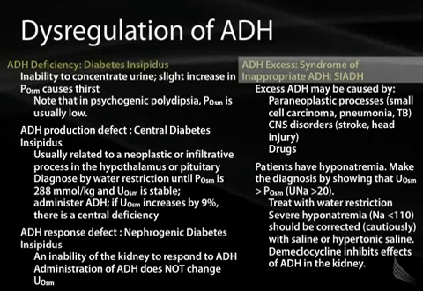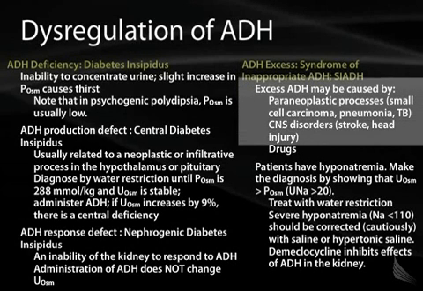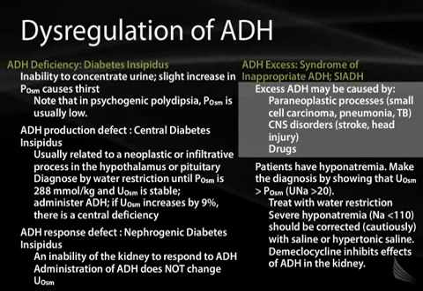called inappropriate ADH, or SIADH. And excess ADH can be caused by a lot of different factors, and one of the more common ones, at least from the board perspective, is a syndrome called paraneoplastic syndrome, referring to a syndrome where a tumor, a good example of that would be a lung tumor, specifically small cell carcinoma of the lung, that would be producing ADH in excess.